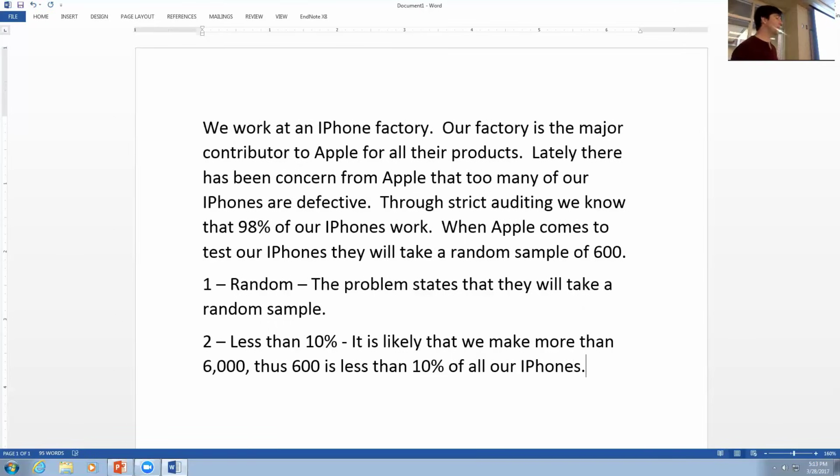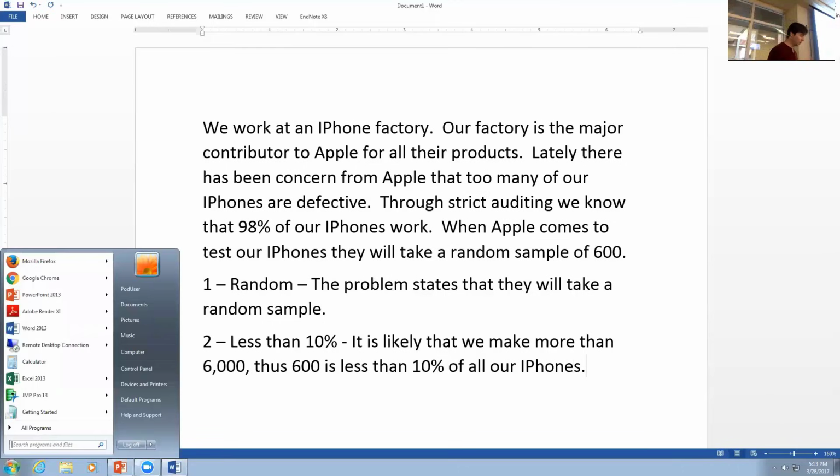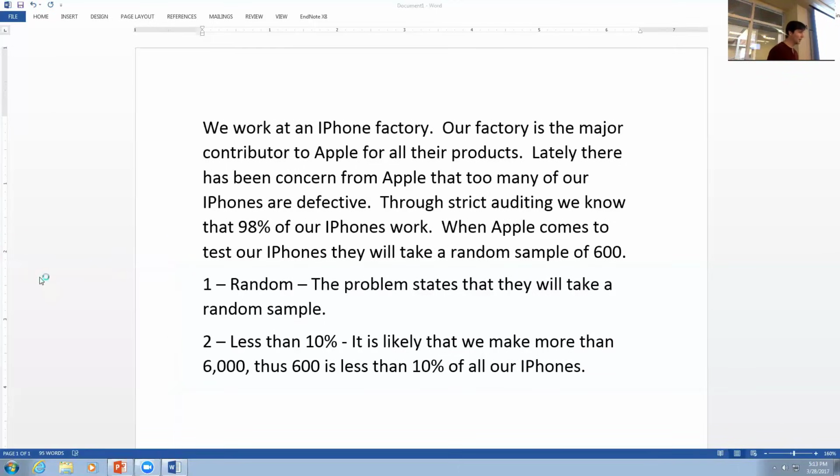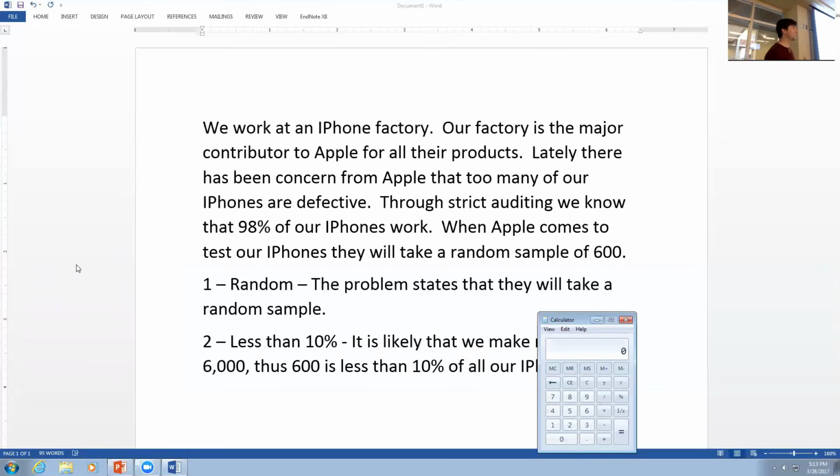Maybe we work for a little company and we're a minor contributor, then you might be scared. Maybe our company only makes 4,000 iPhones a year. If the problem said that, which it doesn't, we would have 600 divided by 4,000, and you see that's more than 10%. That would be a problem. But since I said we're a major contributor and these are iPhones, probably safe to assume that we make more than 6,000. The problem could say that we supply millions of iPhones a year.